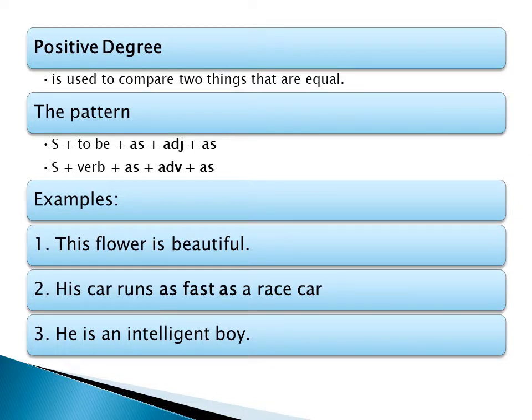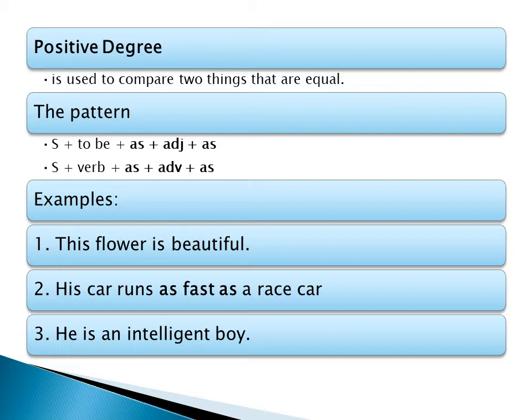Now what is positive degree? Positive degree is used to compare two things that are equal. To understand very easily, I have put the pattern in a formula way, that is S means subject, subject plus to be. To be is the verb form of is, was, are, even past tense were. Subject plus to be plus as plus adjective plus as. And next is subject plus verb plus as plus adverb plus as.